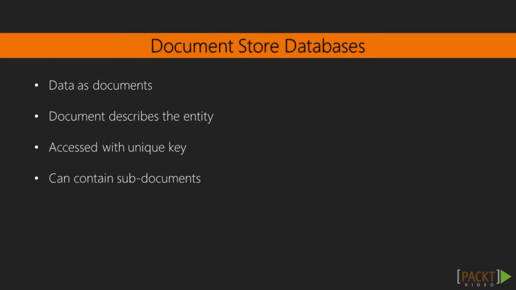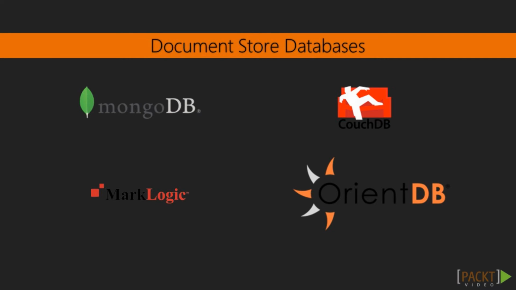Document store databases save data as documents in the collection. The idea is that the document contains all the information required to describe the entity. The documents are accessed using the unique key. Documents can contain subdocuments, and the documents in the same collection don't need to have the same structure. Here are some of the document store databases.